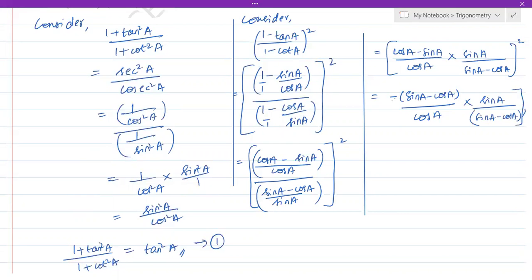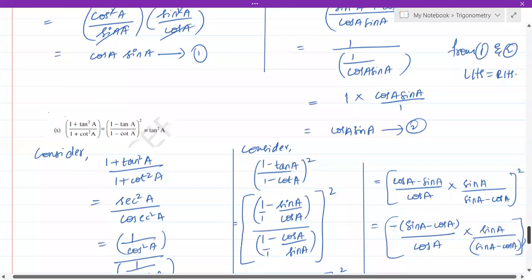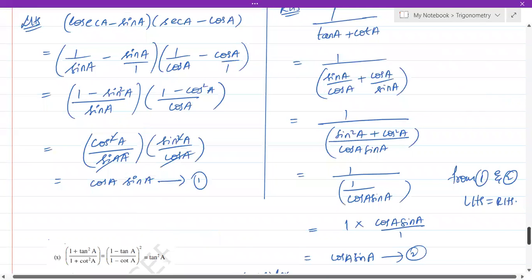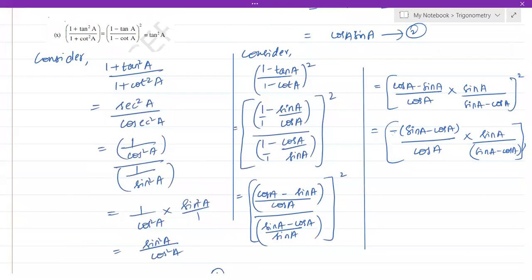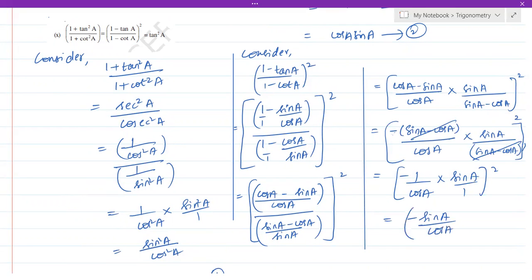Okay. And it is whole square. I'm sorry, it is whole square. As you can see, sin A minus cos A, sin A minus cos A gets cancelled. So you're left with minus 1 by cos A into sin A by 1 the whole square. So let's multiply. Minus 1 into sin A is minus sin A by cos A the whole square.